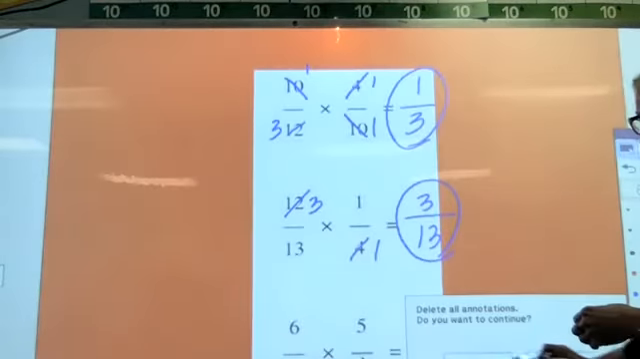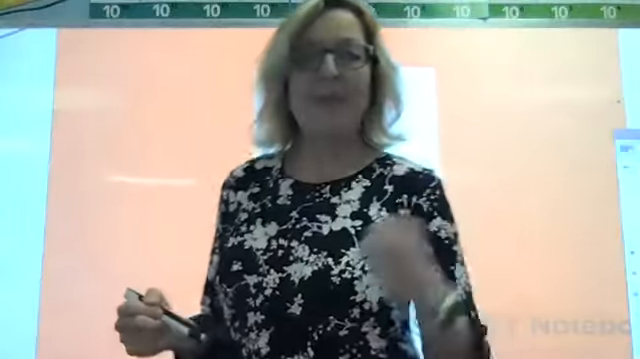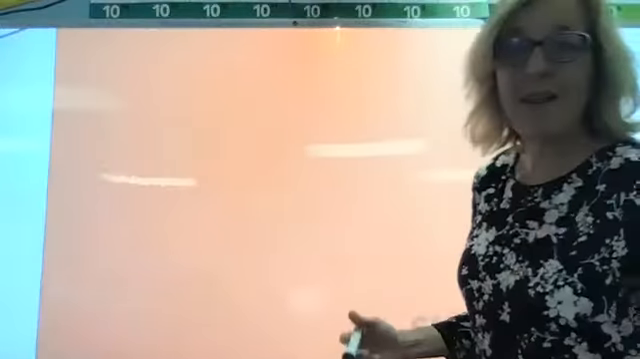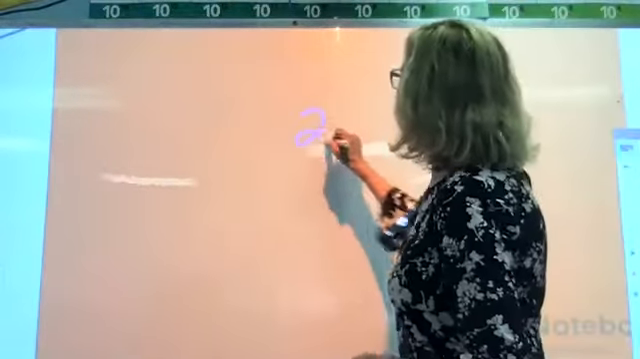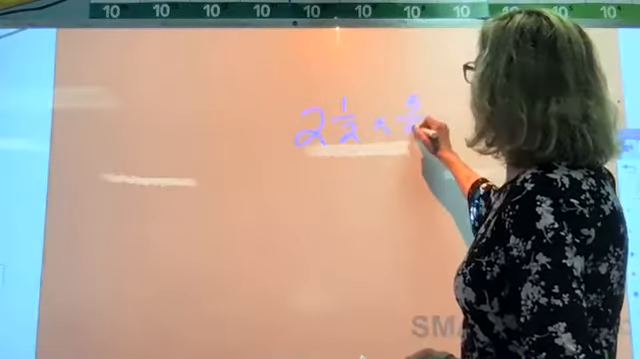You know what I find in all my years of doing this is that some students embrace this idea and some students are very resistant. I hope you're going to be one of those that will embrace it. Now, what about mixed numbers? The idea is exactly the same. You take a mixed number and turn it into a fraction and then try to simplify before you multiply. Say we had 2 1/2 times 3/5.